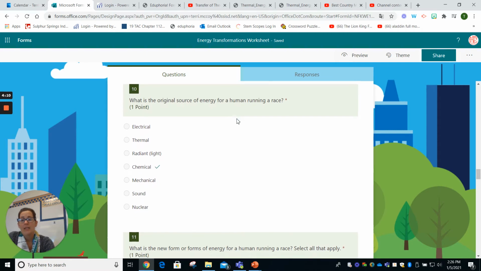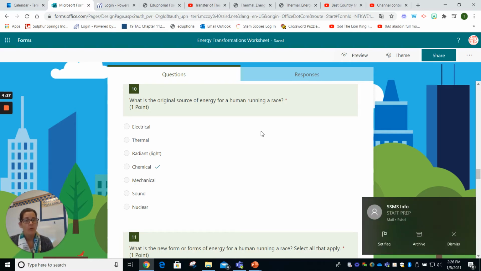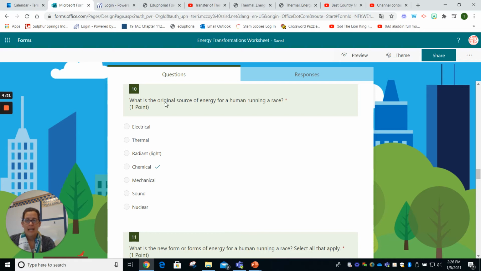Number ten says, what is the original source of energy for a human running a race? So if you remember, humans, we get our energy from somewhere. Where do we get that energy from? That's right, the food that we eat gives us our energy. So if we're going to run a race, we've got to have some food in our systems. We've got to have some energy, okay? That energy, that food, is chemical energy. So the original source of energy for a human to run a race is chemical energy.